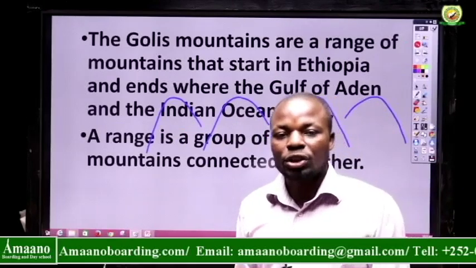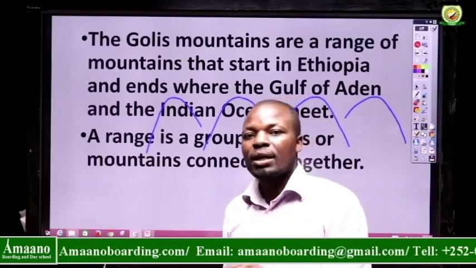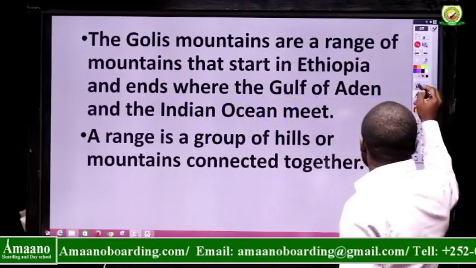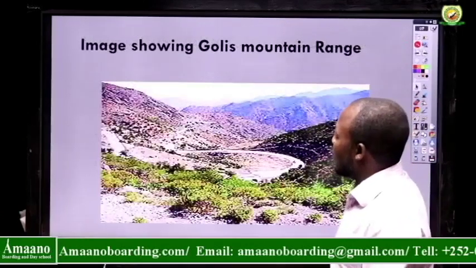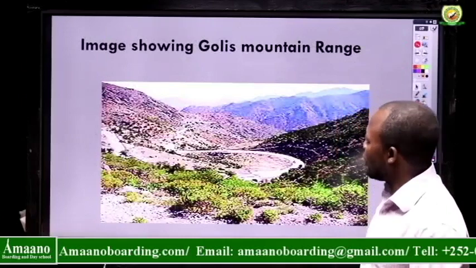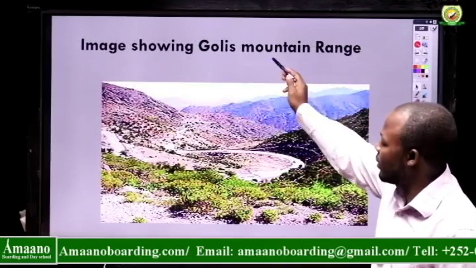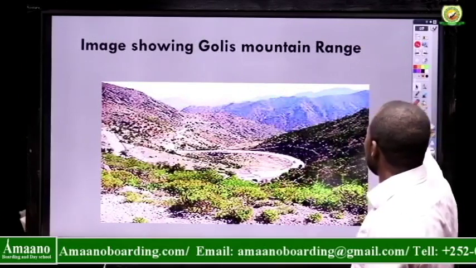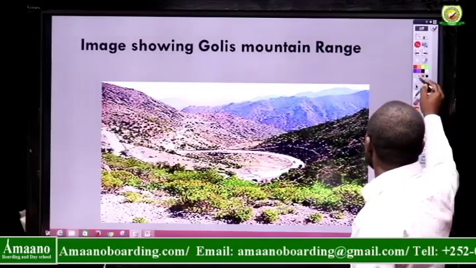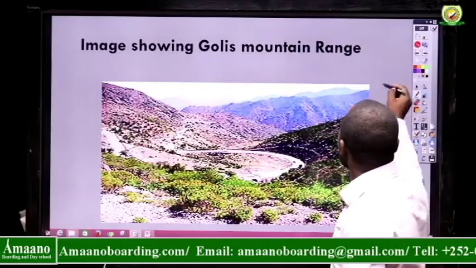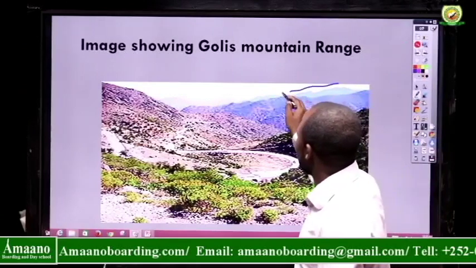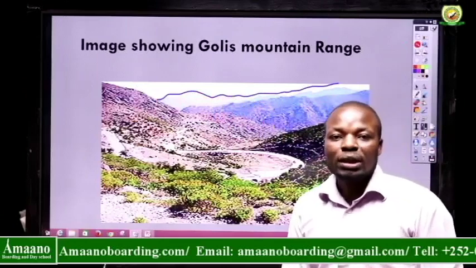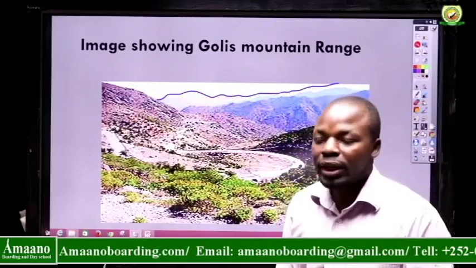Golis is a mountain range. It means that it has very many hills and mountains that are connected together. Right. So here there's an image showing the Golis range having those mountains on the other side, along this valley here. It's showing the Golis mountain range that passes this side, like you can see them, some of them here up to the other side there. Those are mountain ranges. We call the Golis mountain range.